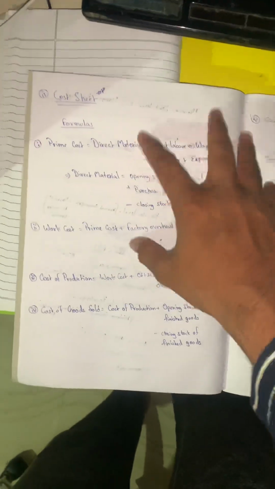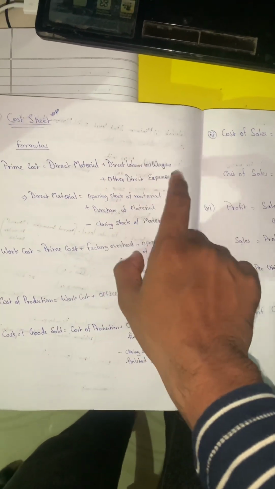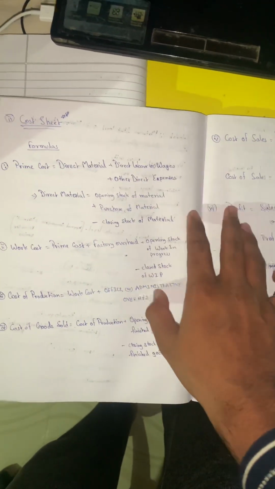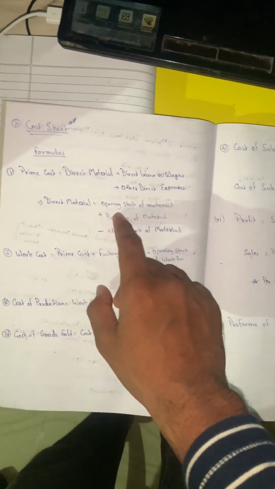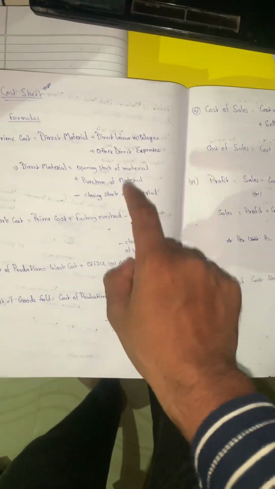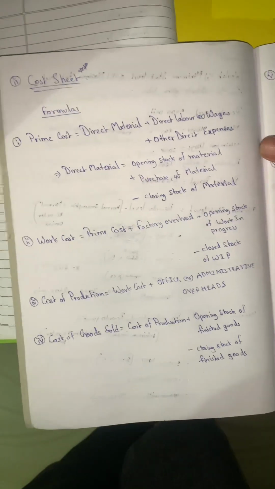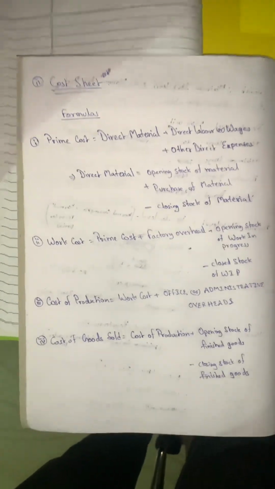This is the pro forma. If you look at the cost sheet formulas, prime cost is equal to direct material plus direct labor or wages plus other direct expenses. Direct material equals opening stock of the material plus purchase of material minus closing stock of the material. Purchase of material is what you buy at the start, opening stock is the materials which you already have, and closing stock of material is the stock which you have at the year end.